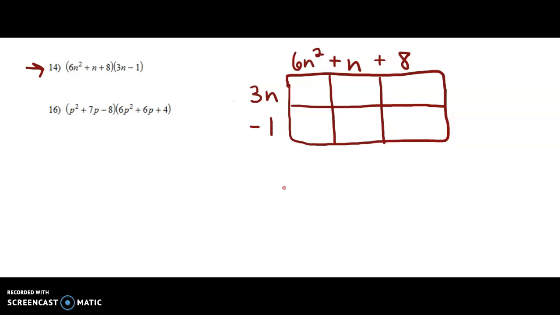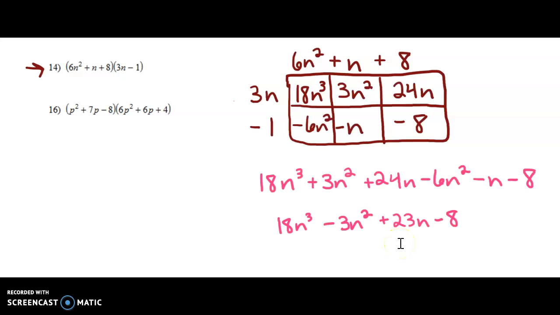And now we're going to go ahead and fill in our boxes as well. I'll go ahead and do this first one, and then I'll let you do the rest on your own. So 3n times 6n squared is going to be 18n cubed. All right, you try the rest on your own. You can check it with my work in a second.